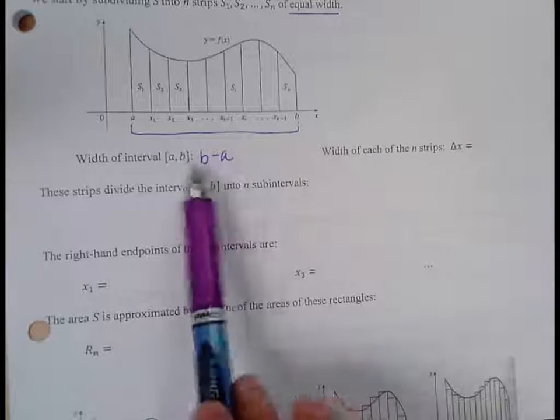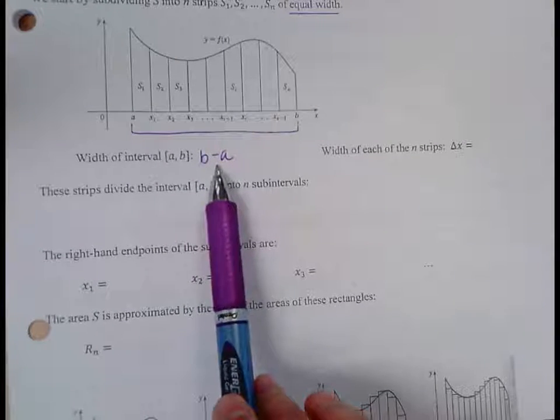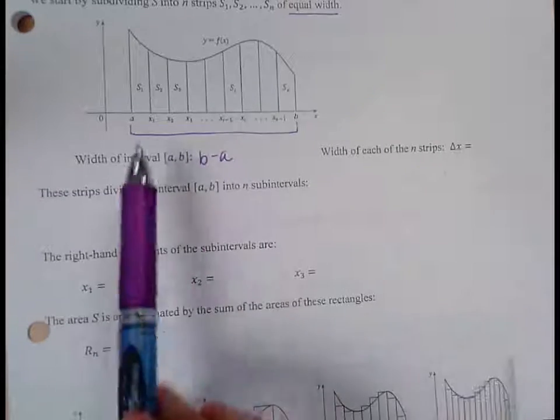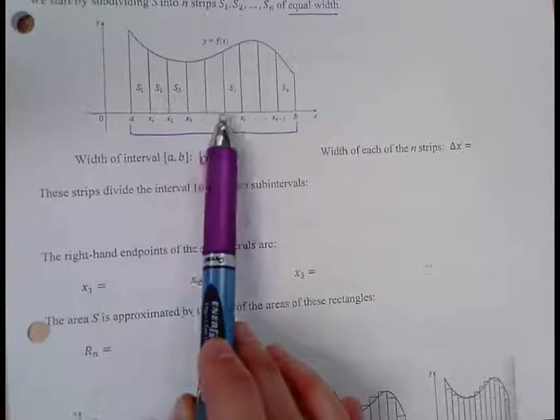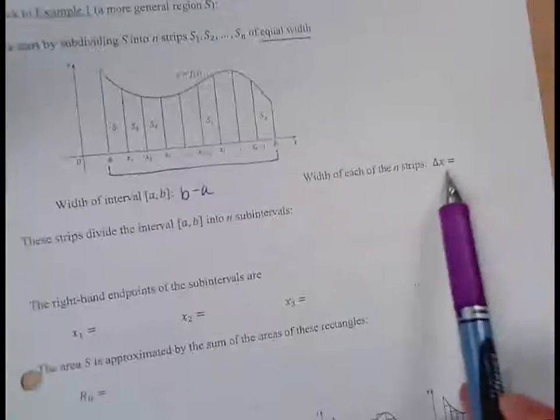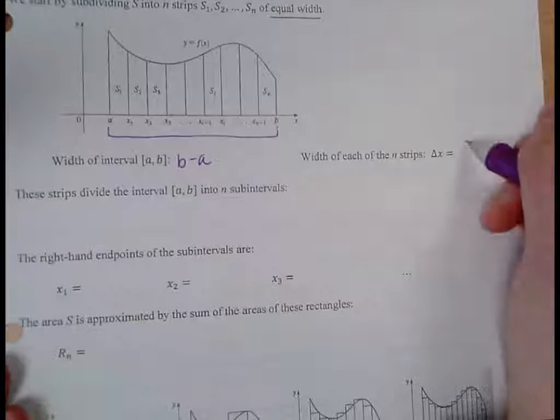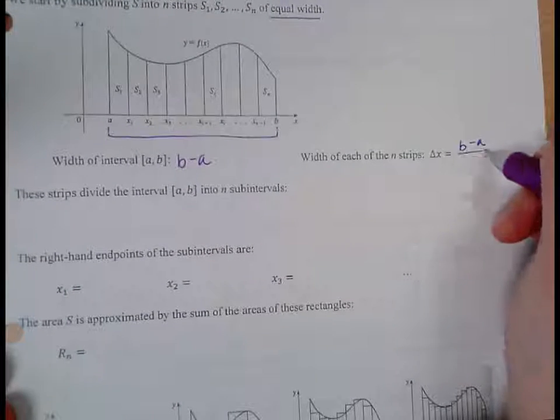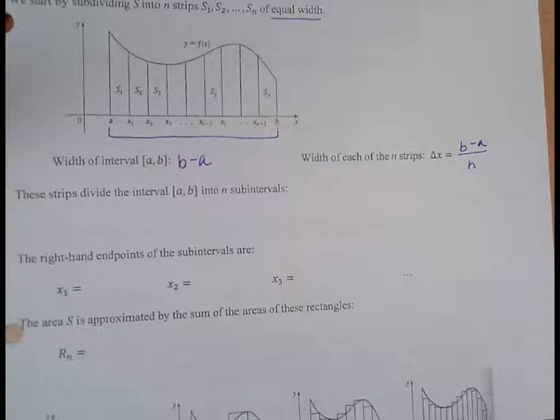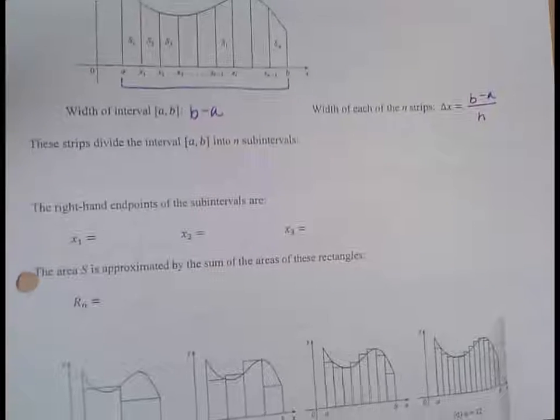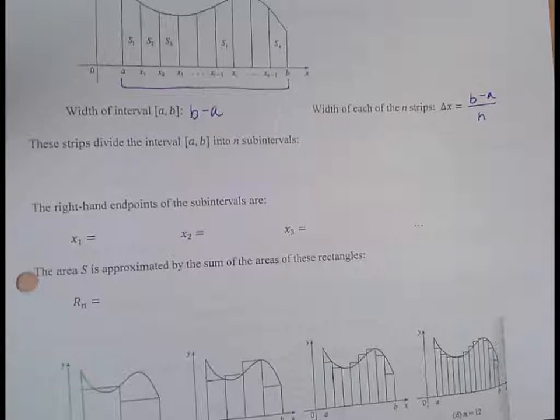Therefore, if you divide B minus A into n strips, we call the width of every rectangle or every strip delta x. And it's B minus A divided by n. So you're taking your interval A to B and dividing it into n equal strips.